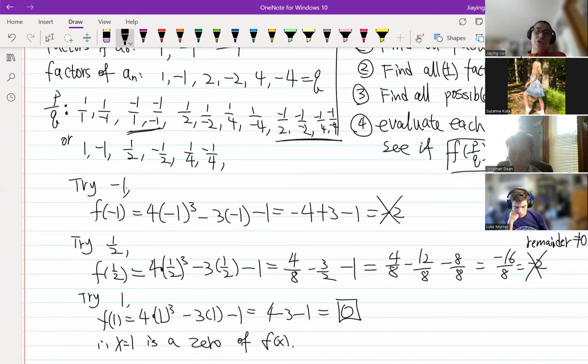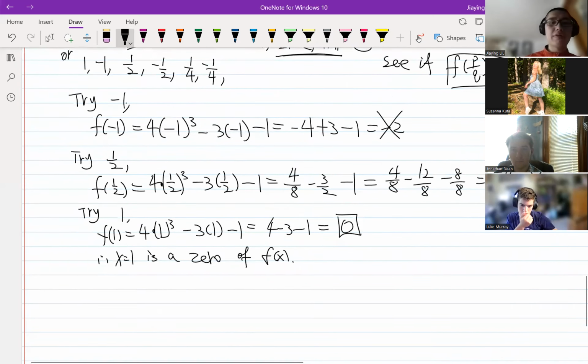Right? Now you could keep going, like we did 1, -1, 1/2. You can take -1/2, 1/4, -1/4. You're going to have to try all of those if you want to go down the list. But I don't. Usually with a quadratic expression or cubic or quintic, I just find 1, 0 and then try to find a quotient from there.